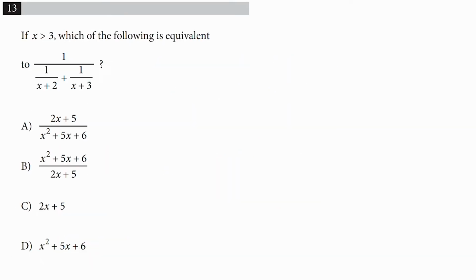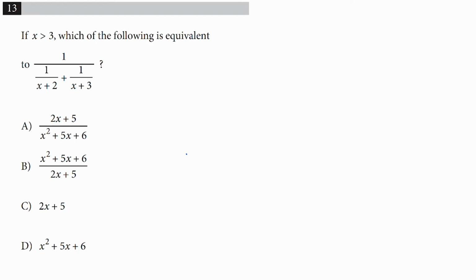If x is greater than 3, which of the following is equivalent to 1 over (1/(x + 2) + 1/(x + 3))? People get into trouble on this when they vaguely remember the phrase keep, change, flip, but fail to understand that this is not the appropriate situation to use that magic trick that they learned 10 years ago. Instead, let's proceed in the only way we can, which is to add the fractions in the denominator.